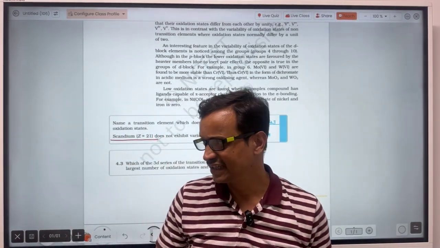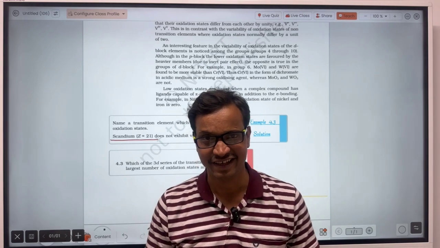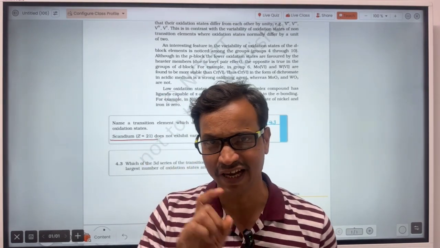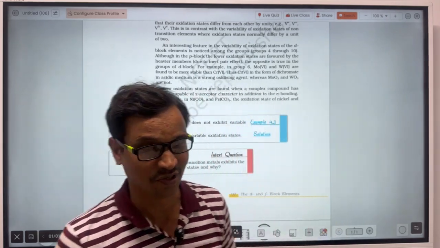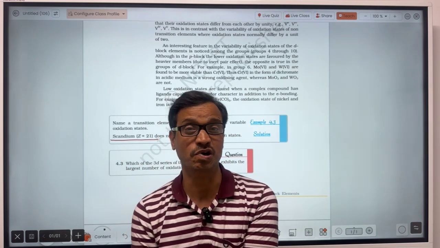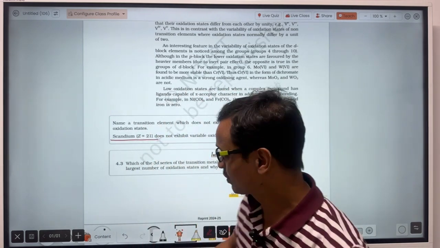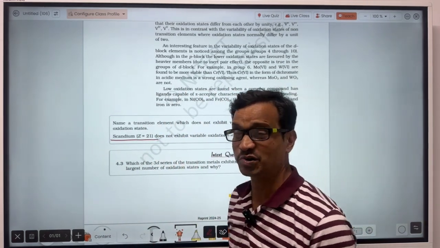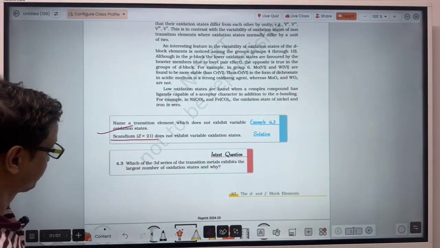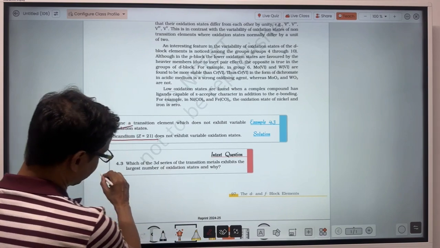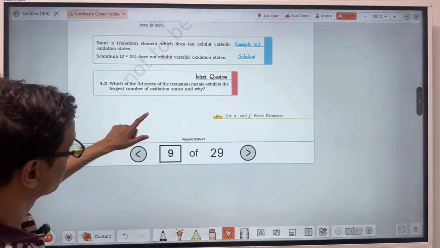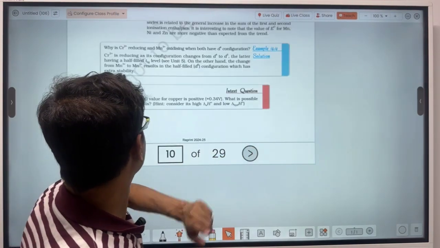In the options, in the examination of CUET as well as NEET, there will be options of scandium as well as zinc both. So you will not respond with zinc, because zinc is not a transition metal, and the question mentions transition metals. So that's why only scandium. Now, the question about the 3d series I have already discussed here, and I hope all of you can solve these questions very easily.